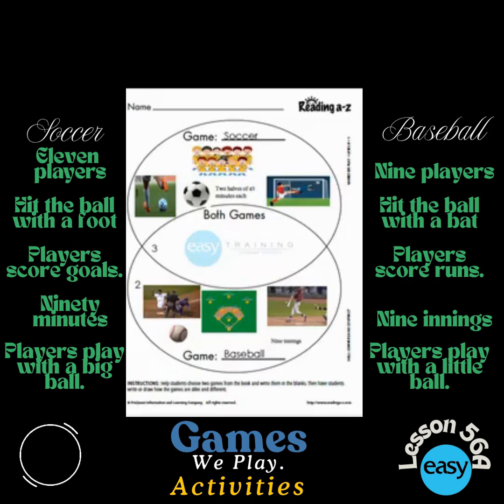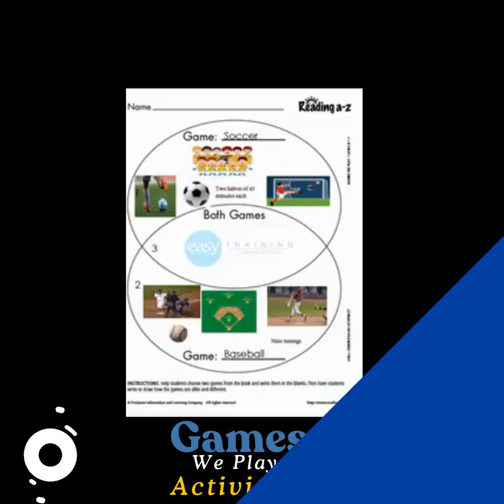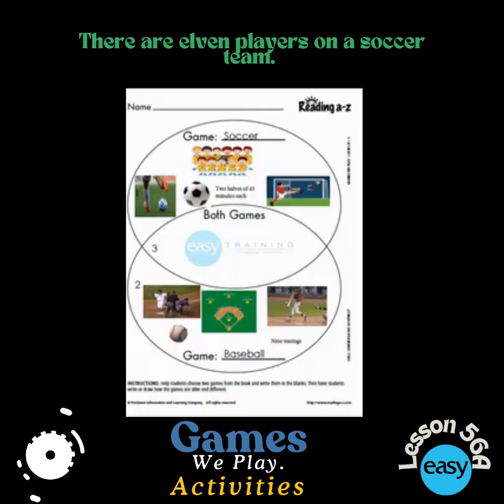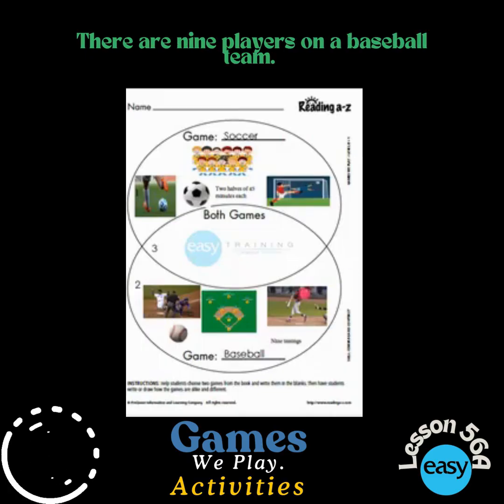Here are 5 differences between a soccer game and a baseball game. Difference number 1. There are 11 players on a soccer team. In this picture, you can see 11 players. There are 9 players on a baseball team. 1, 2, 3, 4, 5, 6, 7, 8, 9. 9 players on a baseball team.